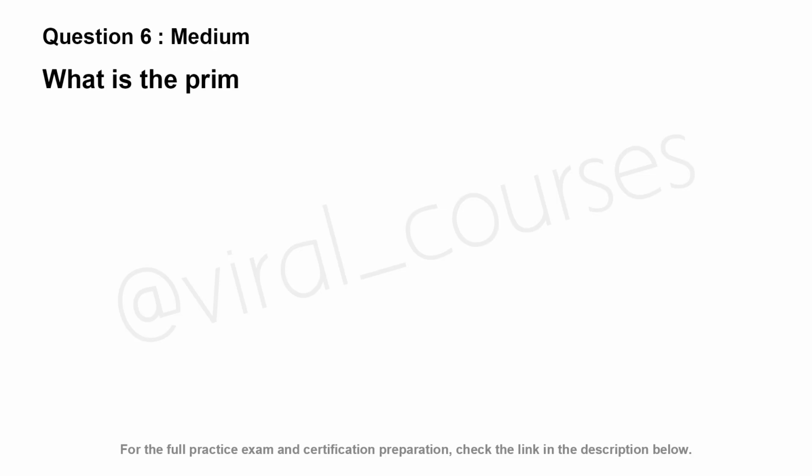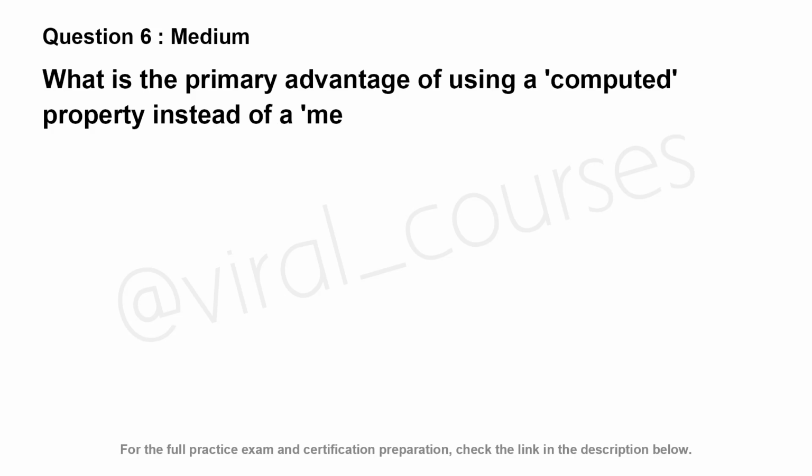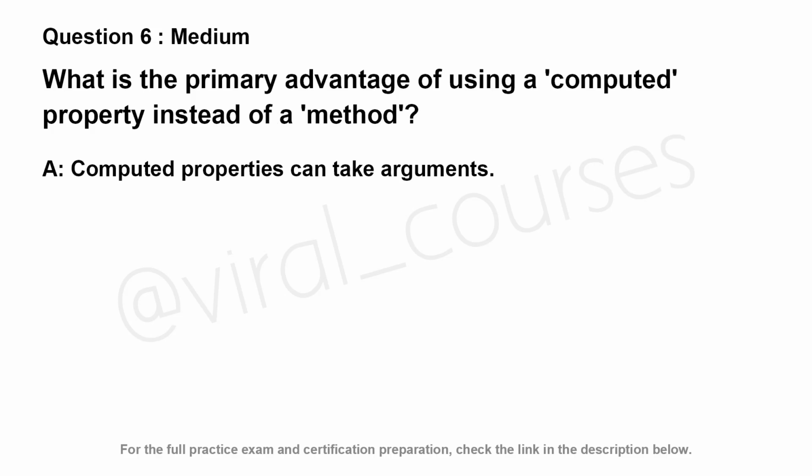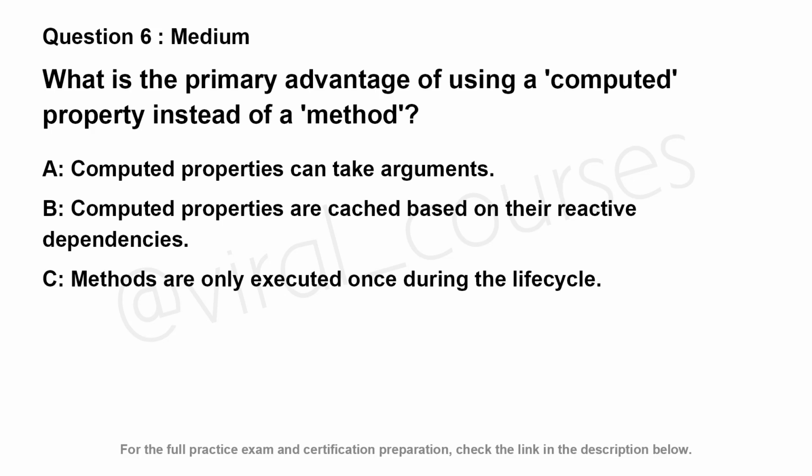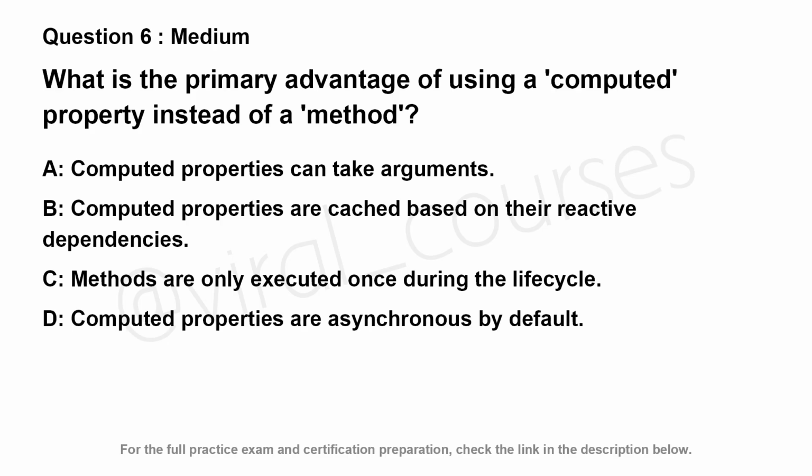What is the primary advantage of using a computed property instead of a method? Option A. Computed properties can take arguments. Option B. Computed properties are cached based on their reactive dependencies. Option C. Methods are only executed once during the lifecycle. Option D. Computed properties are asynchronous by default.